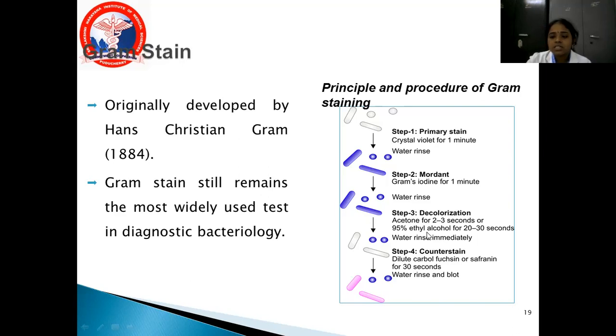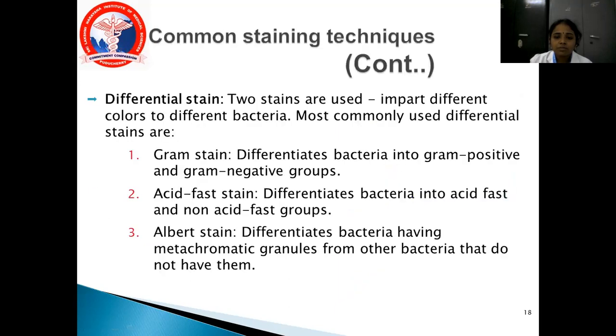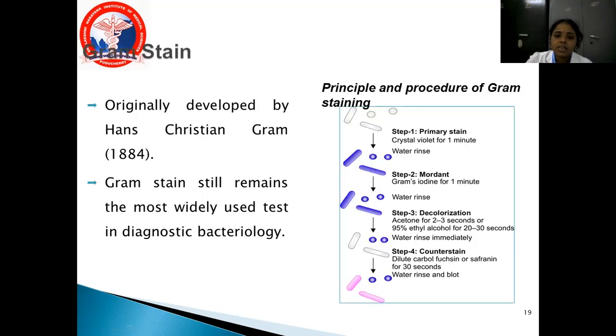Rinse the acetone immediately. And the fourth is a counter stain, that is dilute carbol fuchsin or safranin, for 30 seconds, and rinse in water. Finally, dry the slide and observe under oil immersion. See what happened. Here itself you can see the principle. I told you the gram staining is based on the cell wall nature of the bacteria. It takes up the dye.